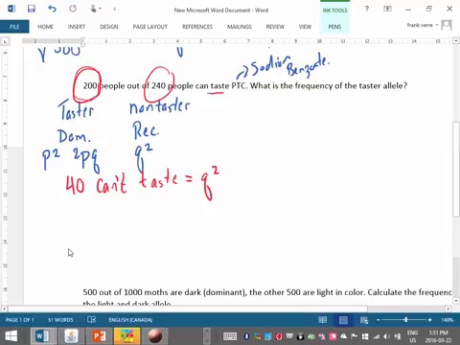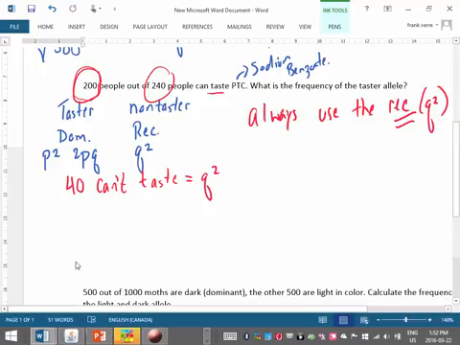You always start, listen carefully, always use the recessive, or the Q squared. Never get tricked and use the dominant allele. Always start with the recessive one. So let's solve for Q squared. Q squared is 40 over 240. And again, we take the square root. So what's Q? 0.5.